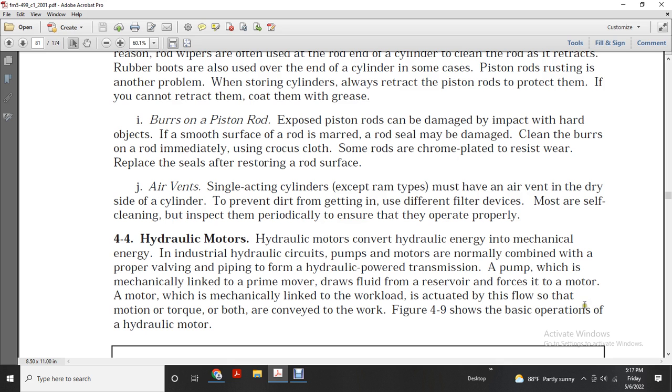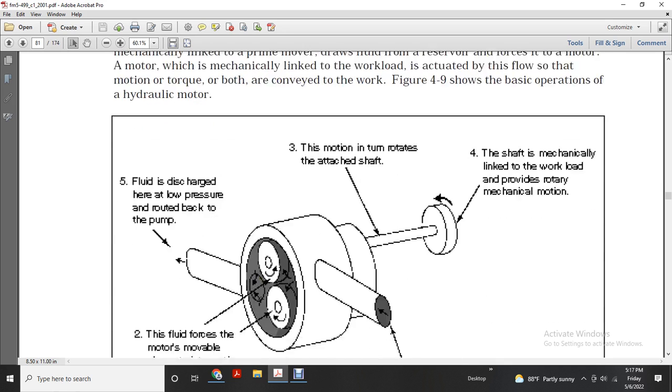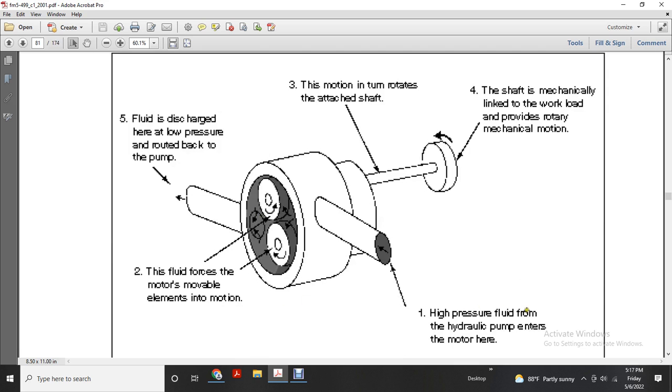Figure 4.9 shows the basic operation of a hydraulic motor. 1. High pressure fluid from the hydraulic pump enters the motor. 2. The fluid forces the motor's movable elements into motion. 3. The motion in turn rotates the attached shaft. 4. The shaft, mechanically linked to the workload, provides rotary mechanical motion. 5. Fluid discharges at low pressure and is routed back to the pump.